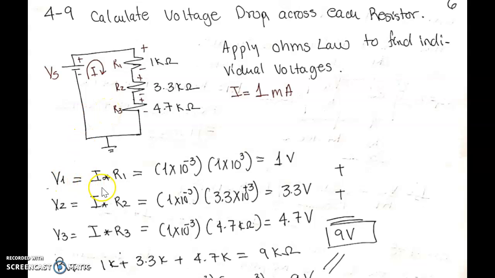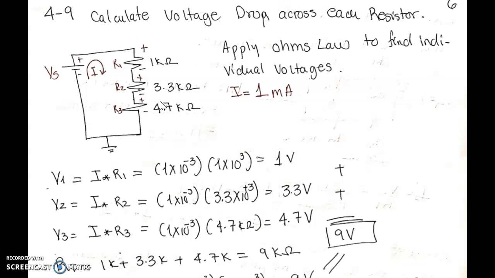So voltage, using Ohm's law, is defined as current times the resistor that we are going to calculate the voltage drop at. So in this case it's 1 milli times 1 kilo ohm, so it's 1 volt. Then for the V2, the current stays the same because it's the same all across. The R2 changes to 3.3 kilo ohms, so we get 3.3 volts, and then R3 is 4.7, so it's 1 times 4.7.